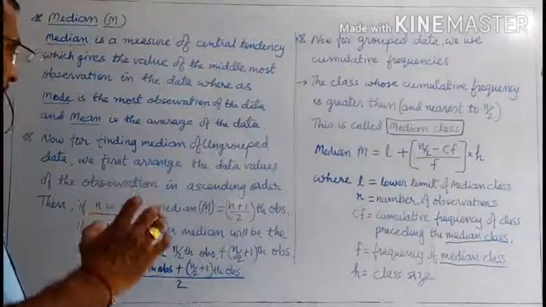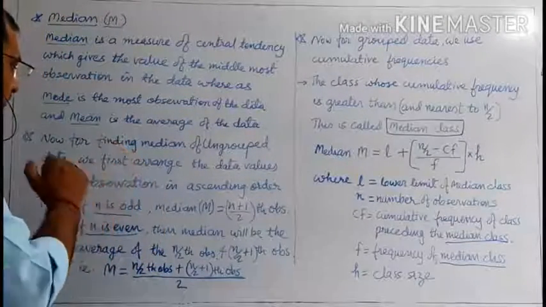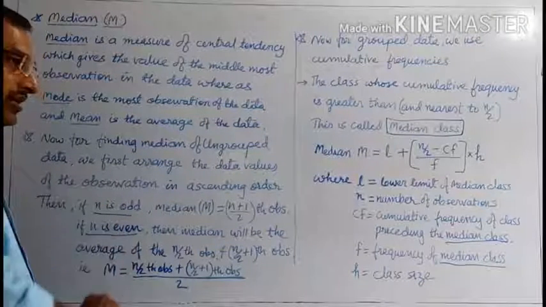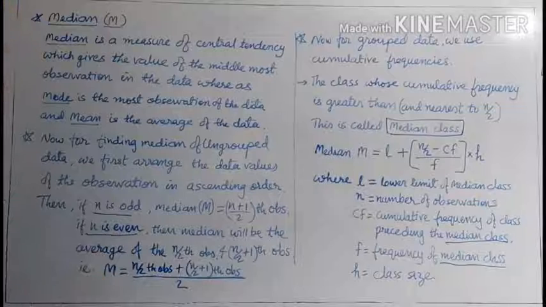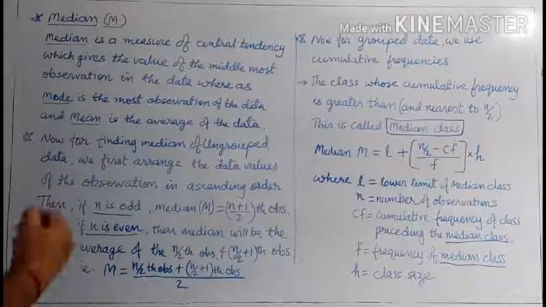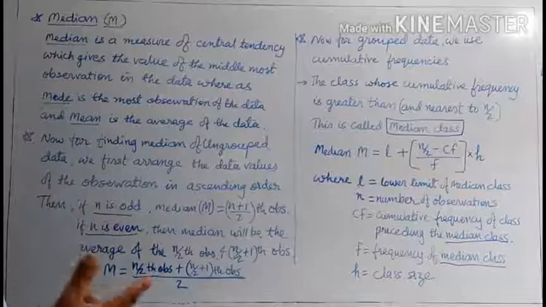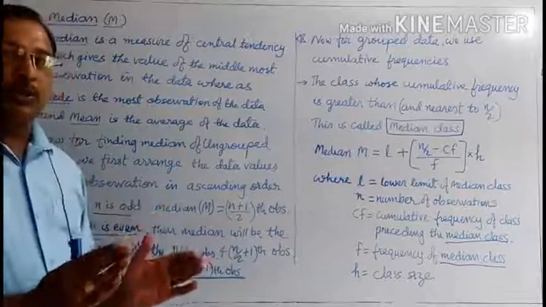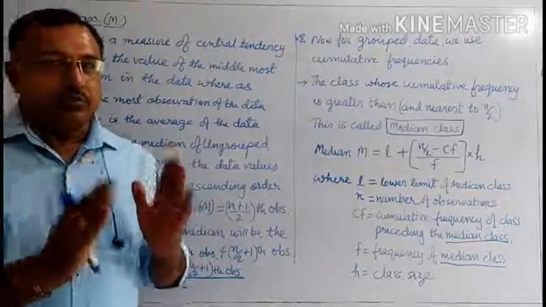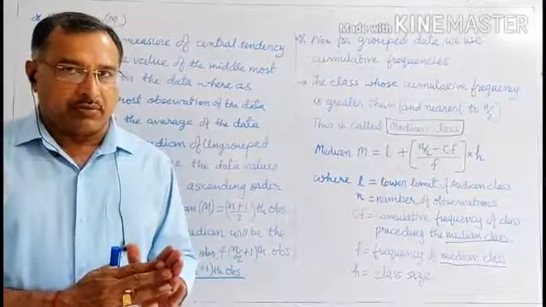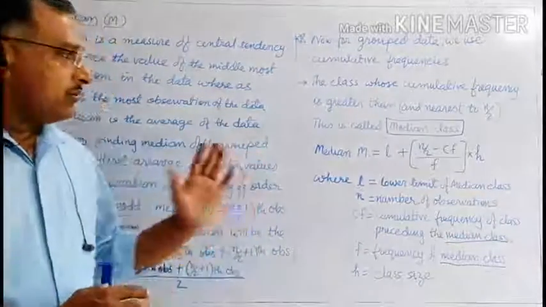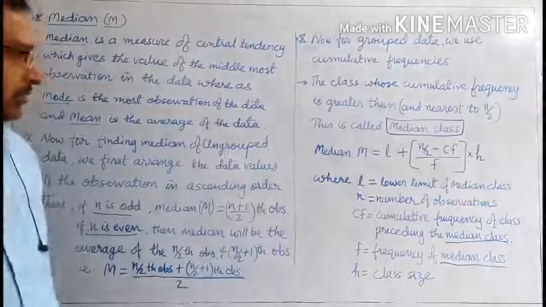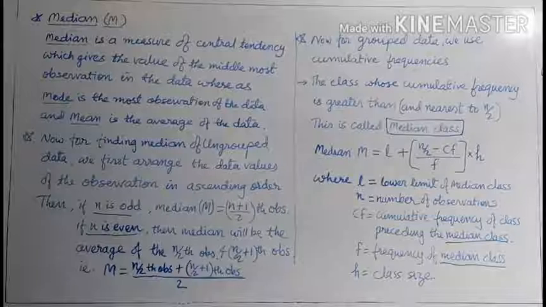First of all, we will go for an example of ungrouped data using this formula, where we will see whether n, the number of observations, is odd or even. Then we will learn how to prepare the cumulative frequency distribution table. There are two types: the less than type and the more than type cumulative frequency distribution table. Then using that table, we will find the median. So we will take the example.